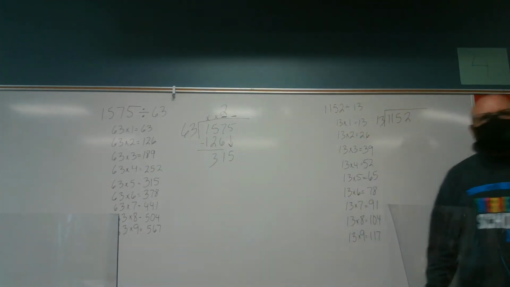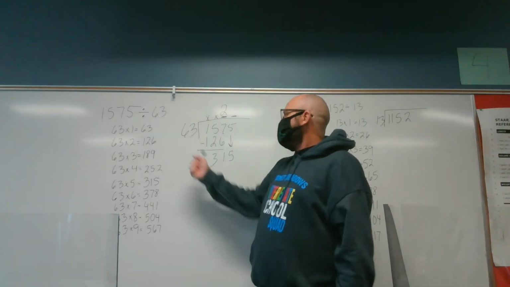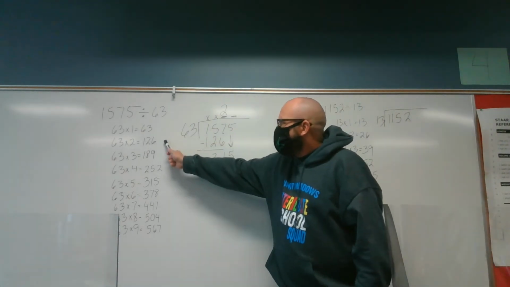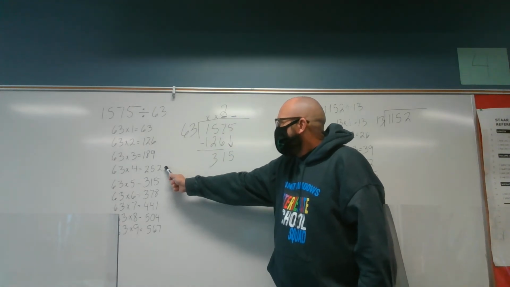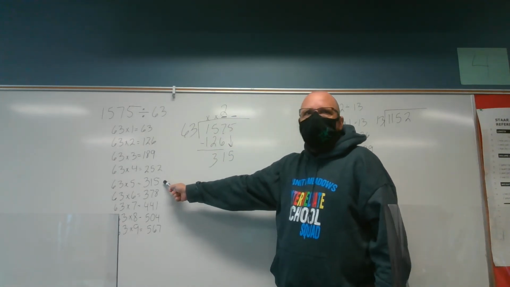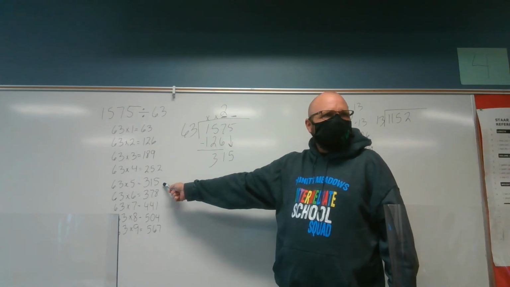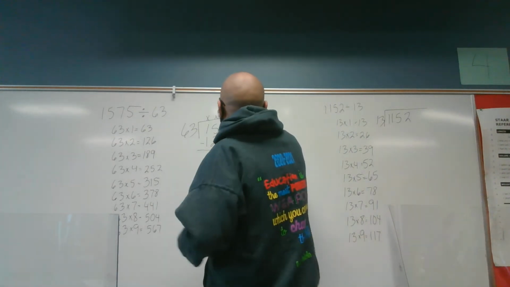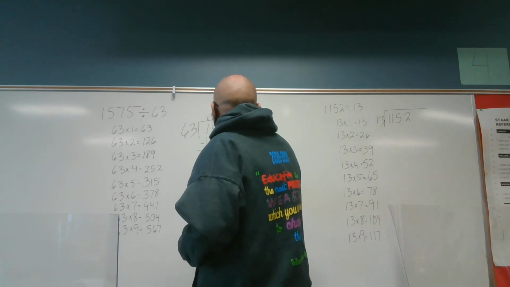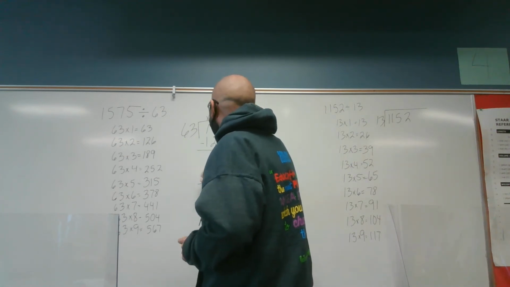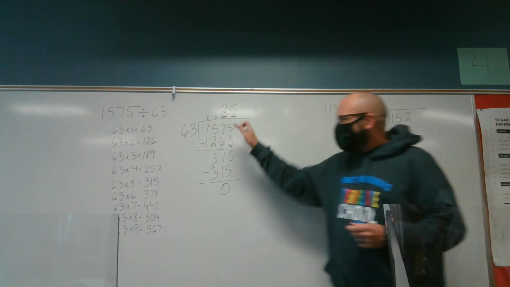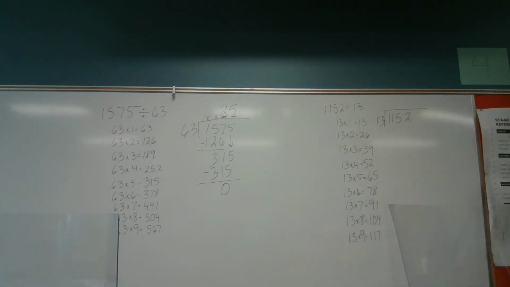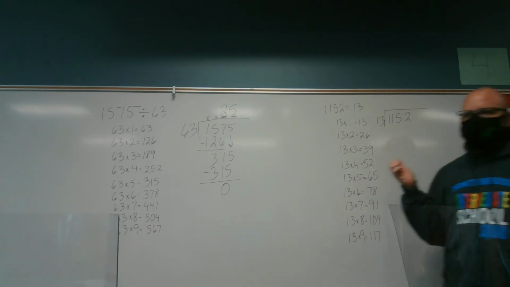I go and I look at my multiples of 63. I need to get as close to 315 as I can possibly get. 63, 126, 189, 252, 300. Oh boy! Perfect. I got exactly there. And that's times 5. And that makes it 315. I have nothing else to bring down. I got a 0 here at the end. That means I don't have a remainder.